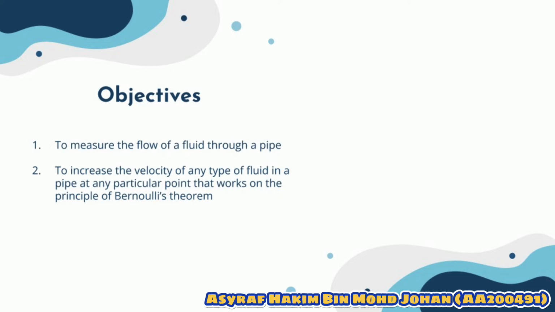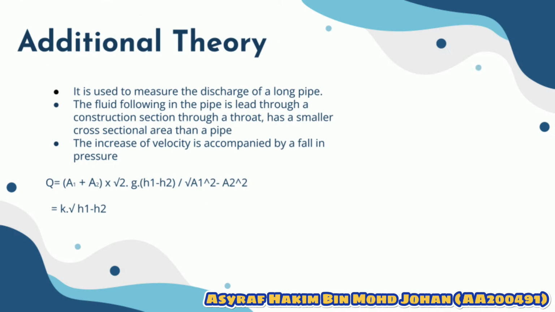So, the first objective is to measure the flow of a fluid through a pipe, and the second objective is to increase the velocity of any type of fluid in a pipe at any particular point that works on the principle of the Bernoulli equation. Now, I will proceed to the theory.